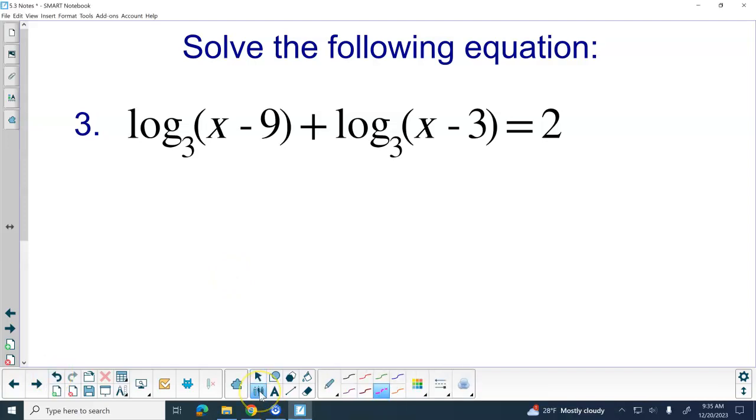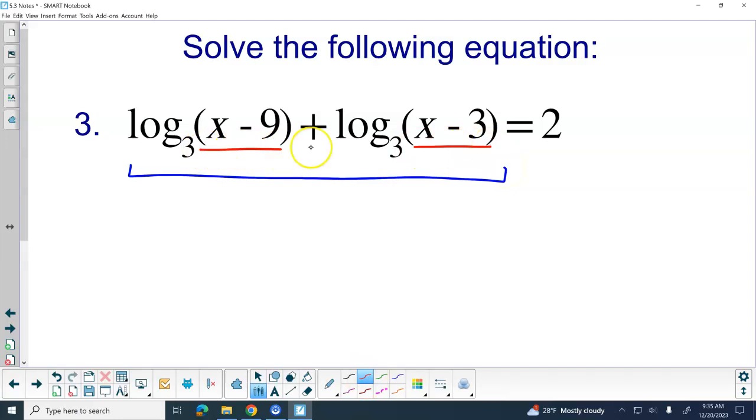So we got 2 logs. We can combine this by multiplying the arguments because it's plus. So we're going to multiply those 2 arguments. So we get x minus 9 times x minus 3. Oops, I forgot the log part. Log base 3 of all of that still equals 2.